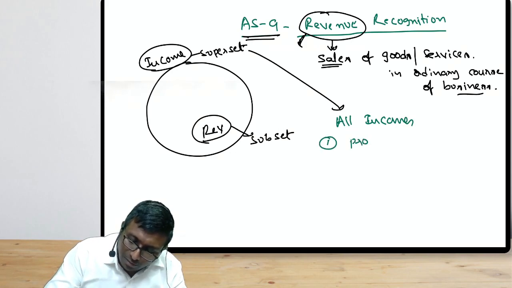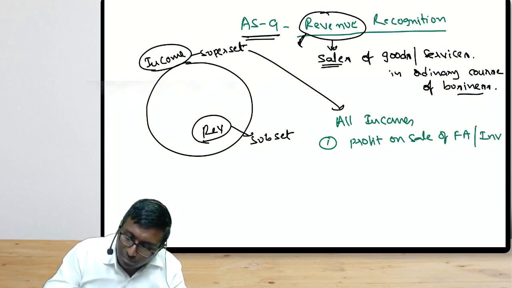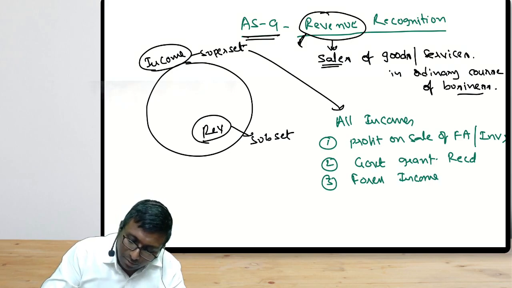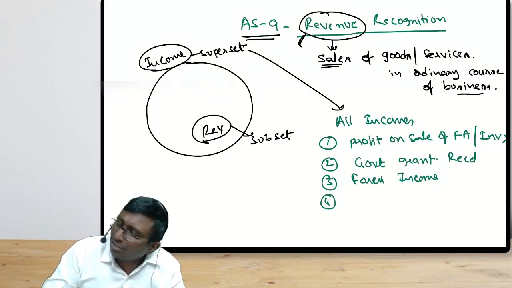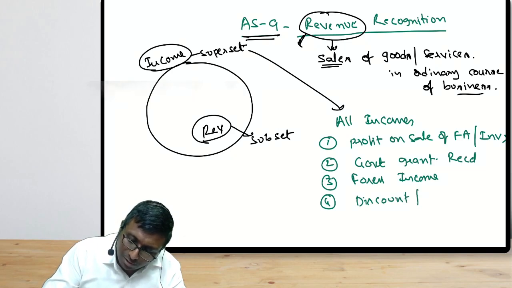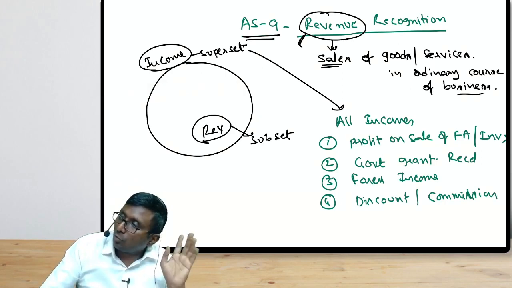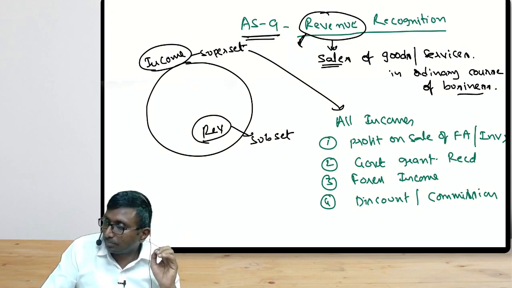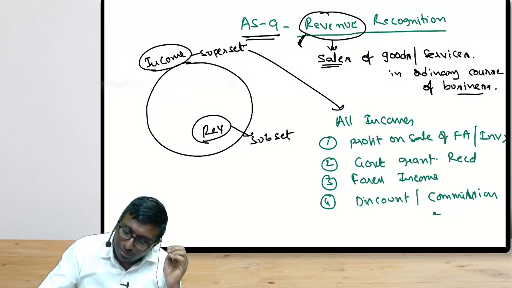For example, profit on sale of a fixed asset or profit on sale of investment is also income. Government grant received is also income. Forex gain is also income. Discount income, commission, and royalty are also income. Every kind of income is income. Sale of goods is also income, because income includes revenue. Revenue is a subset.